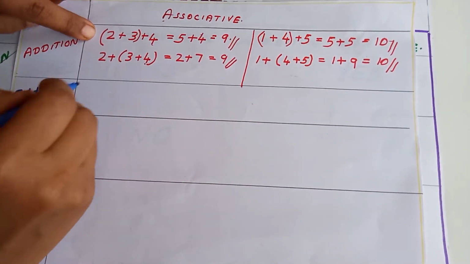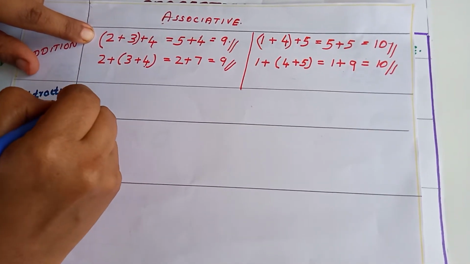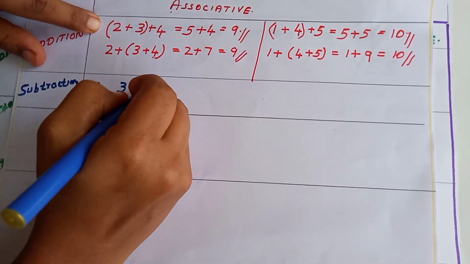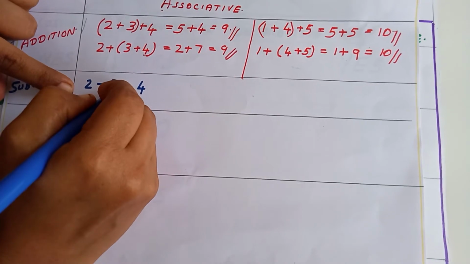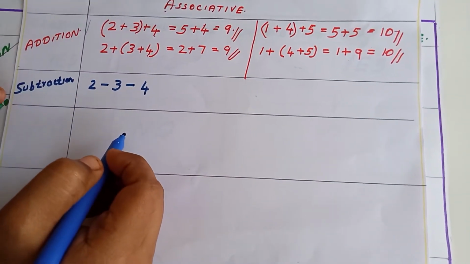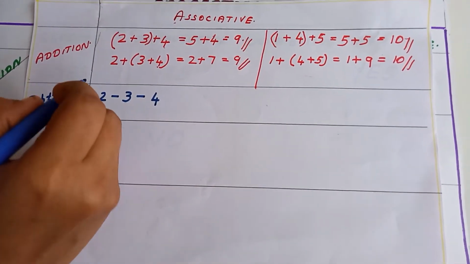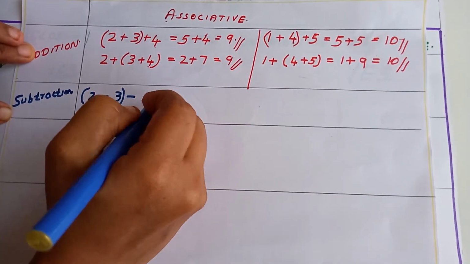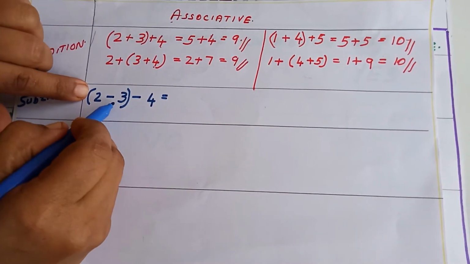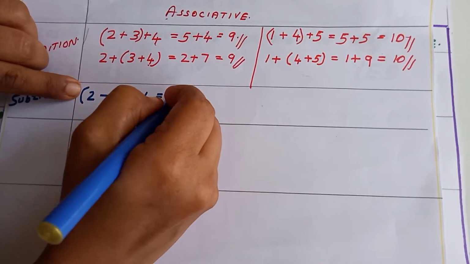Okay, the same numbers I am selecting: 2, 3, 4. I have to do it like this: 2 minus 3 minus 4. Why? Our operation is subtraction here. First I am selecting the numbers. The first two numbers I selected like this: 2 minus 3. The answer will be minus 1.